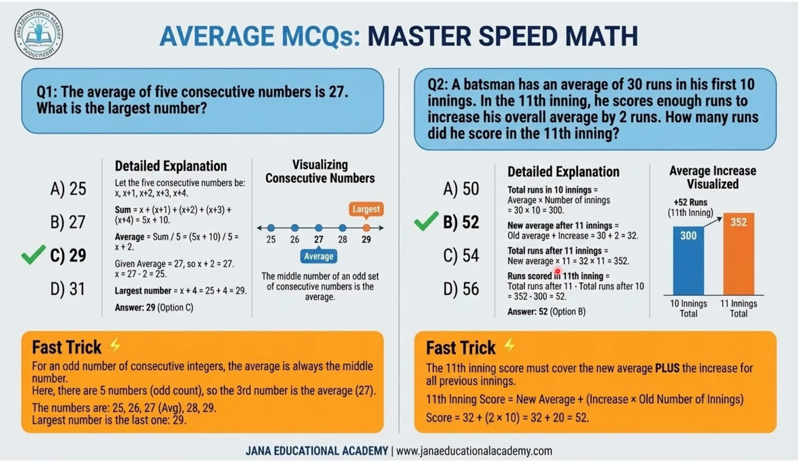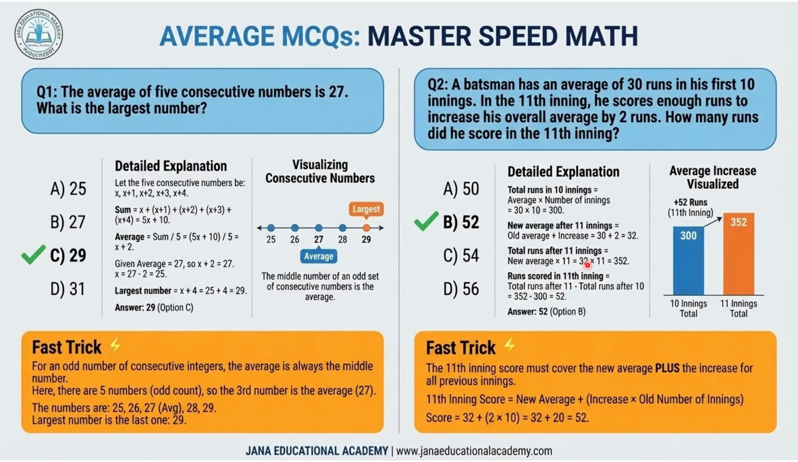What is the new average? The new average is saying that it is going to increase by 2 runs, so the new average is 32, right? Plus increase. What is the increase value? 2. What is the old number of innings? 10. So 2 into 10 is nothing but 20. 32 plus 20, 52. If he scores 52 runs, already 300, now in the 11th innings he scored 52 runs, so it becomes 352. Now the average is increased by 2 runs.